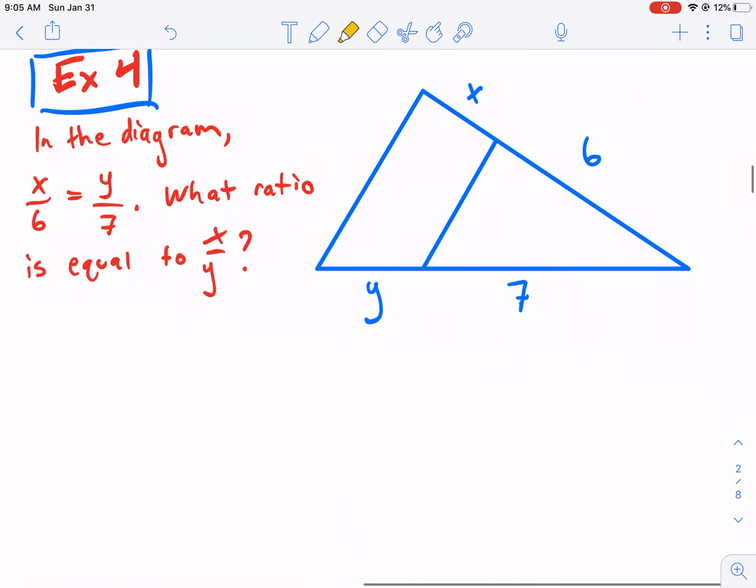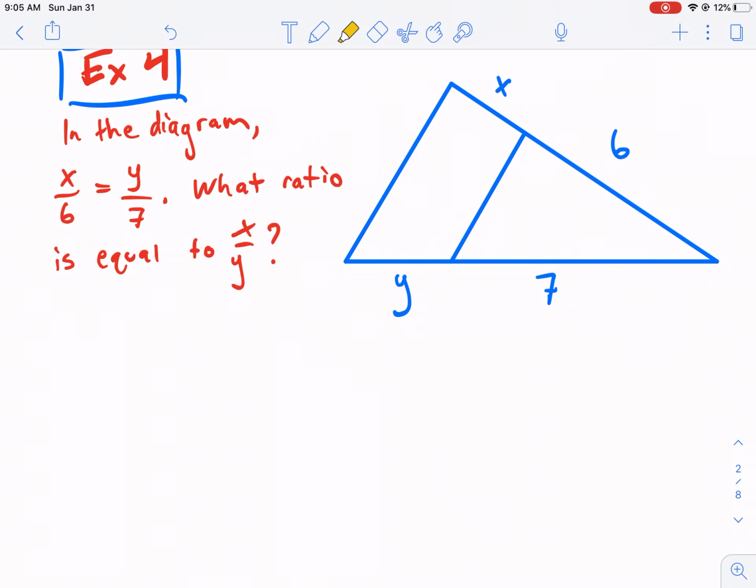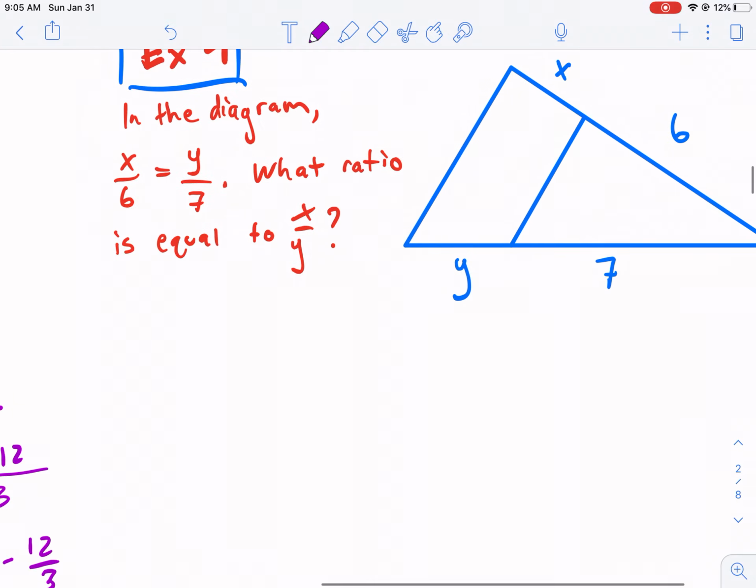Finally, example 4. In the diagram, x over 6 equals y over 7. What ratio is equal to x over y? Okay, now, we can do some equation manipulation to get x and y over each other with this.